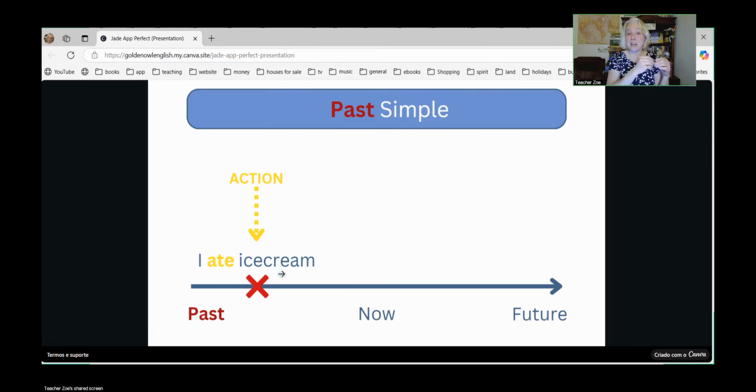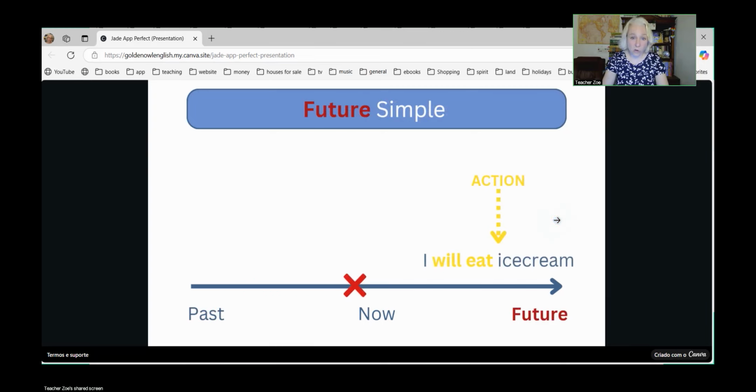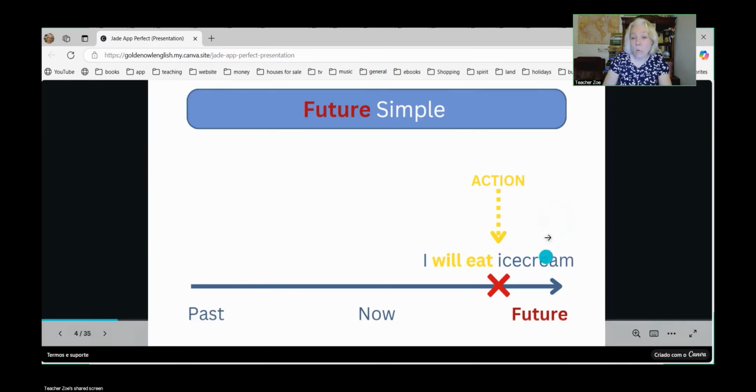I ate ice cream. And if I want to move that action to a different time, I can put it forward to the future if I want to. Here, I can say, I will eat ice cream. And this is an action that has now whizzed forward in time into the future. But you can see it's represented in the same way.